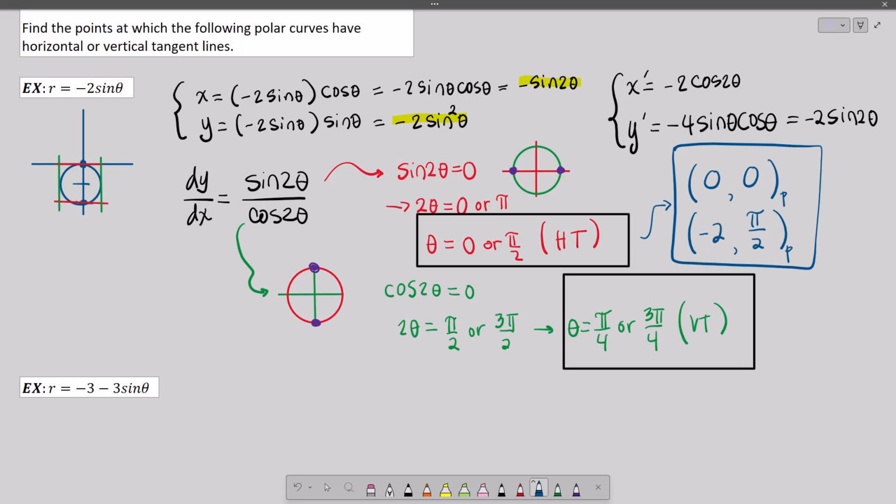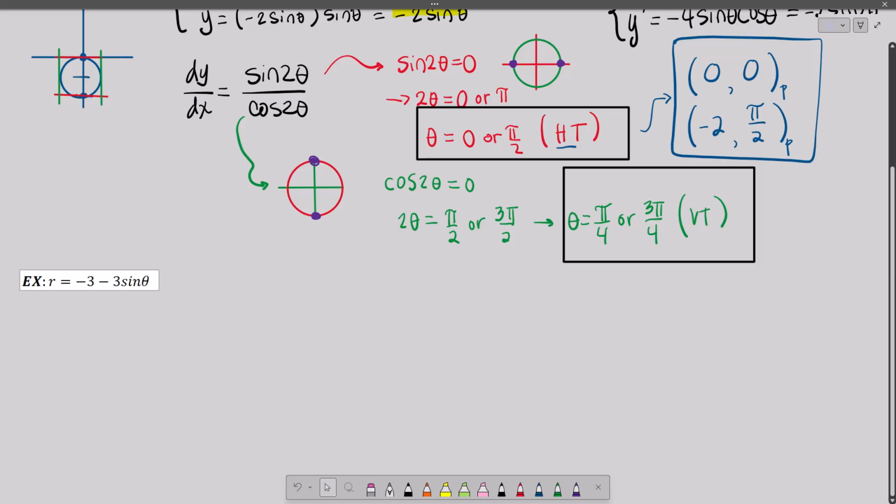And let's just visualize this. So when we go to pi over 2, that's pointing up, but the r value is negative. So yeah, we're down there, down at the bottom. So those are our 2 points where we have horizontal tangents. So these are horizontal tangents right there.